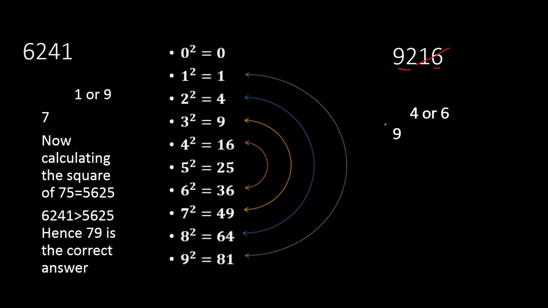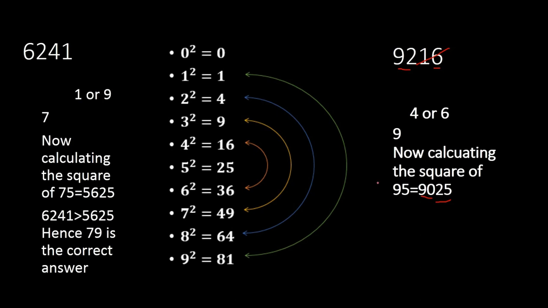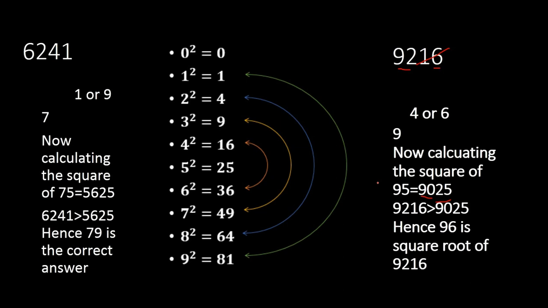For doing this, we will calculate the square of 95, and for this we will use the same strategy. 5 square is equal to 25 and 9 multiplied by 10 is equal to 90. So the square of 95 will be 9025. Okay, since 9216 is greater than 9025, hence 96 is the square root of 9216.